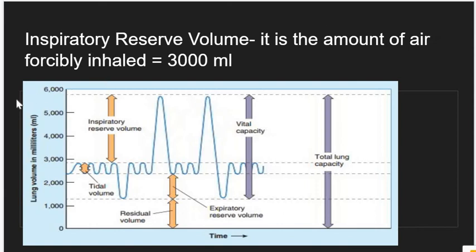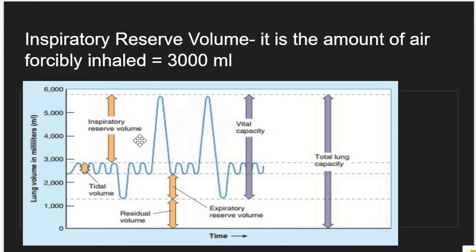It is the amount of air forcibly inhaled. हम बहुत ज्यादा forcibly inhale कर सकते हैं. That is 3000 ml. अगर आप बहुत ज्यादा गहरी सांस लेते हो तो आप लगभग 3000 ml तक की एयर को इनहेल कर सकते हो. Look at this graph. This is a very important graph. This is the total amount of air that can be held by lungs, that is 6000 ml. And 3000 to 6000, ये देखिए, ये total बना आपका 3000. This is the inspiratory reserve volume which we can breathe at the time of forced inhaling.